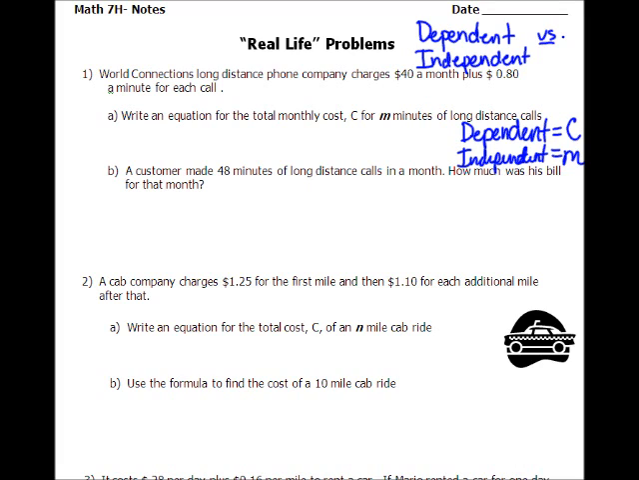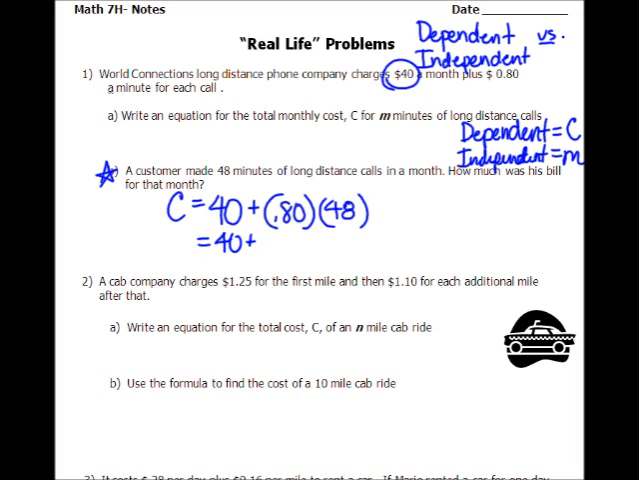And let's look at B first. A customer made 48 minutes of long-distance calls in a month. How much was his bill? Well, think about it, right? His cost is going to be this $40 charge, because no matter what, they get charged $40, plus they get charged 80 cents per minute. So I'm going to have to multiply the 80 cents by the 48 minutes to get his total cost, right? So if you work out those numbers, you would get 40 plus 38.40, and his total bill for the month is going to be $78.40.